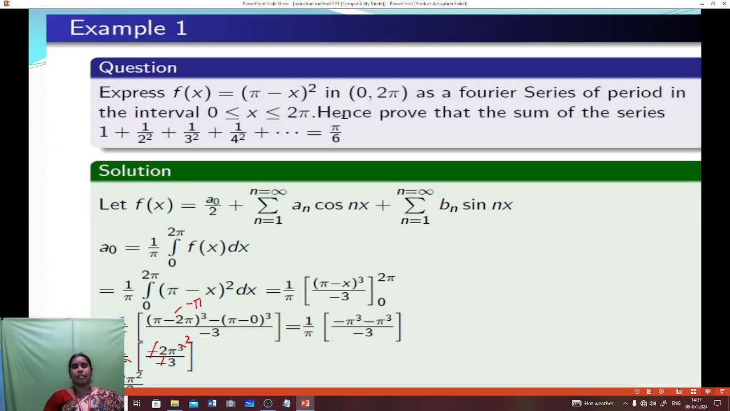Yes. First, we move on to the problems. We mainly focus on the problems on 0 to 2π and 0 to 2L. Okay. And also Fourier series by reduction, we are going to see.